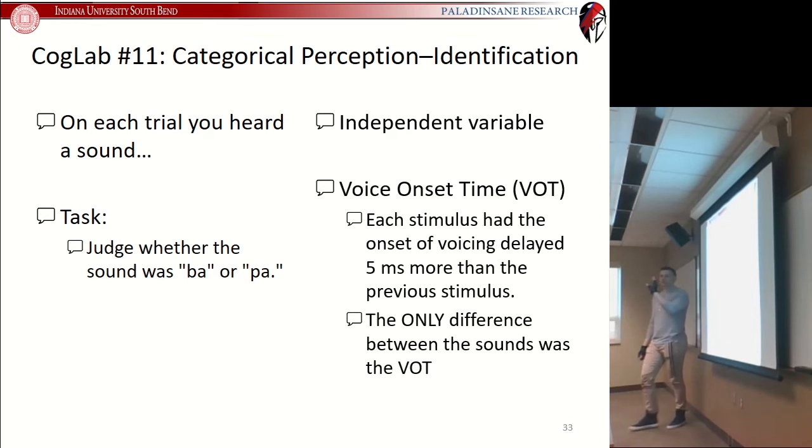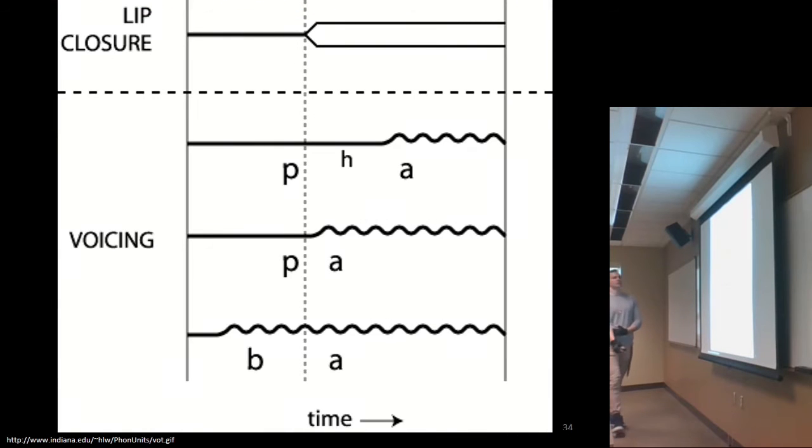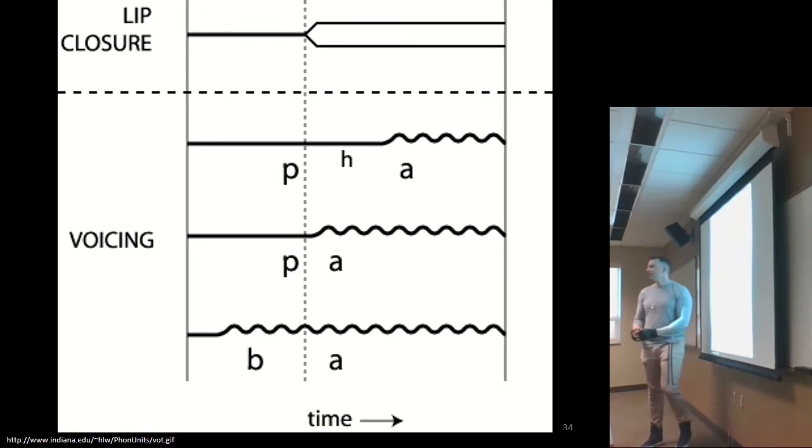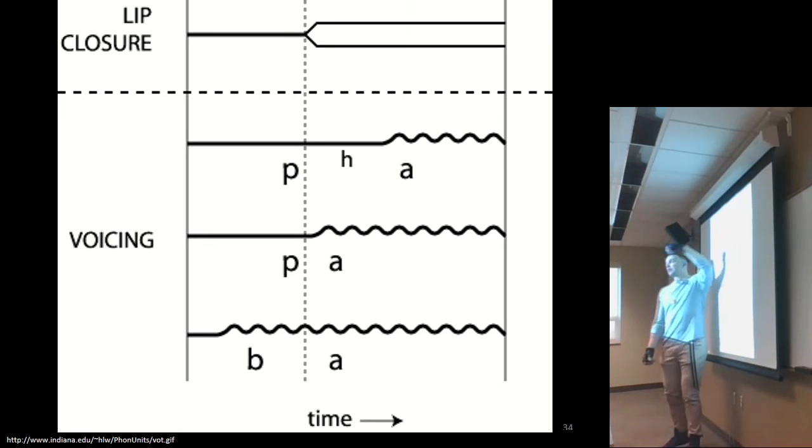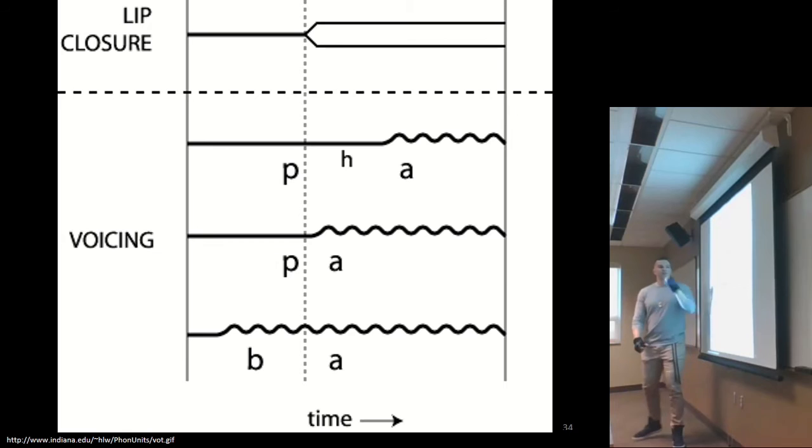And that was the only difference between ba and pa. So this is a visual representation of voice onset time. Voice onset time is the time between when your lips open, so you've got to go ba and pa. You've got to start with lips closed, and then pop those lips open to say the words. And all voice onset time is, when do your vocal cords start vibrating after you open your lips, right?